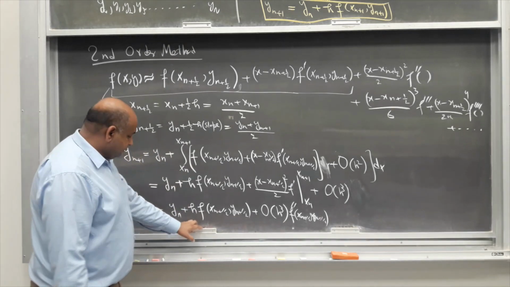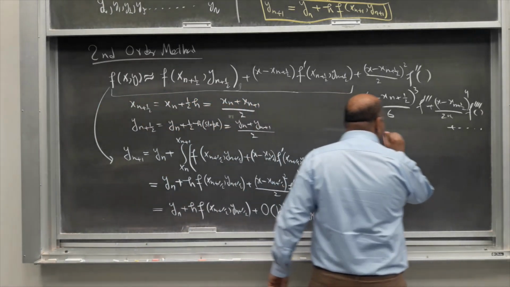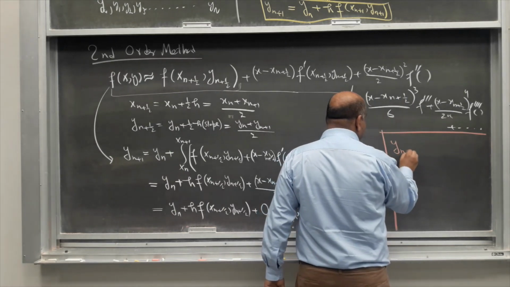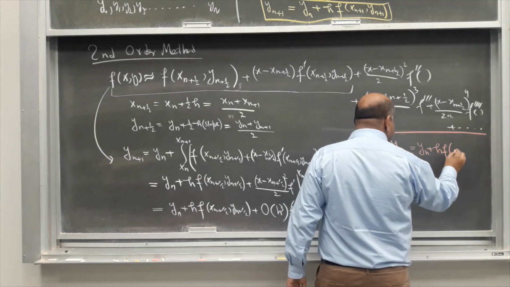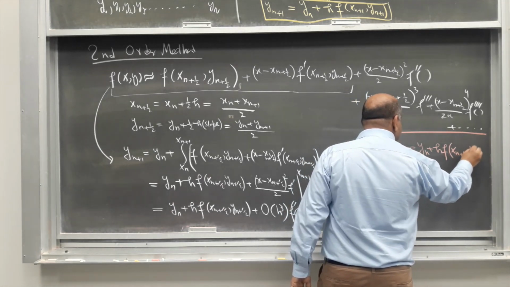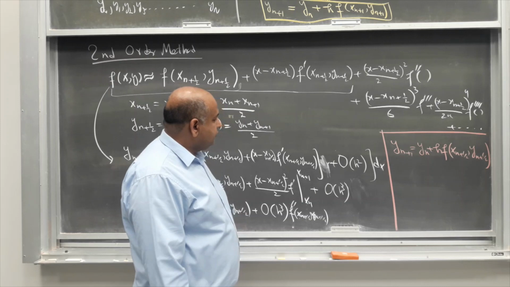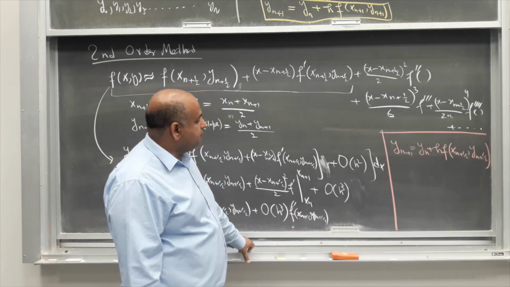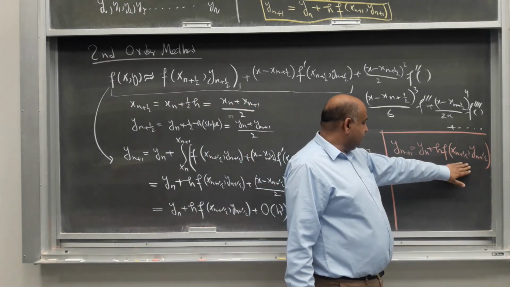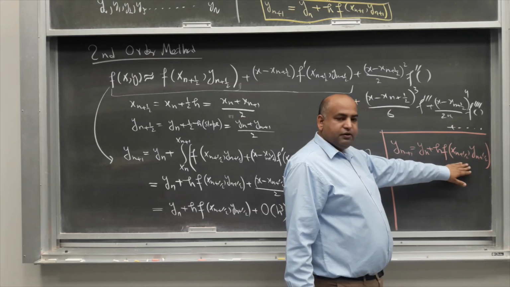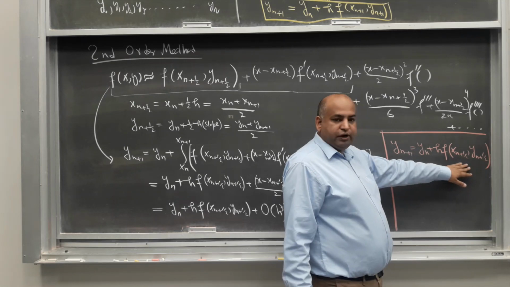And the terms that we now have are this. So the second order method is like this: yn plus 1 is yn plus h f of xn plus half, yn plus half. This, by the way, is also called the midpoint method, because this is essentially the midpoint of xn and xn plus 1. So this is a Runge Kutta method of second order, or you can also say this is a midpoint method.